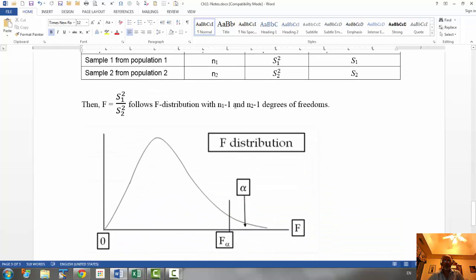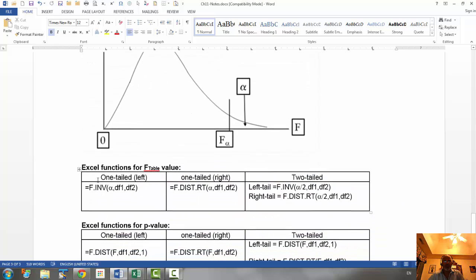Then the F distribution looks very much like the chi-square distribution. If it is a one tail test, you will use alpha. If it is a two tail test, you will use alpha over 2 for the F table value. And here are the Excel functions for the F table value. So F.INV, and then you use alpha and the 2 degrees of freedom: for the numerator sample, n minus 1, and then the second degrees of freedom is the denominator sample, and the n minus 1 for that sample will give you the 2 degrees of freedom.